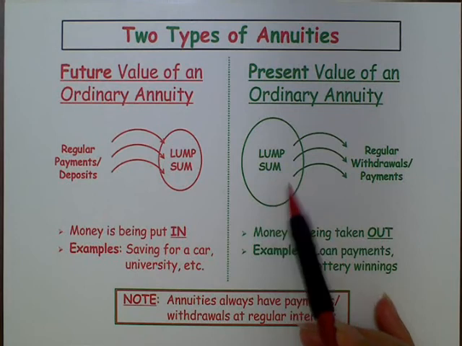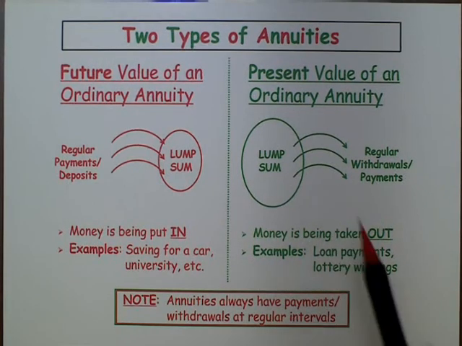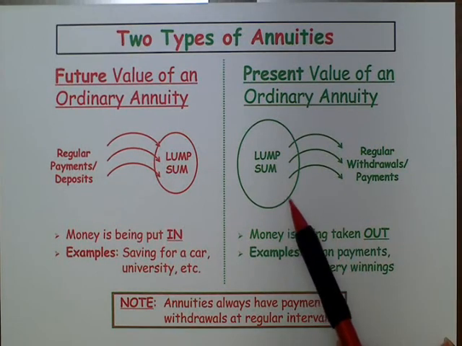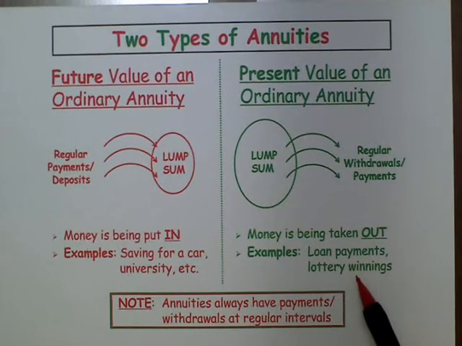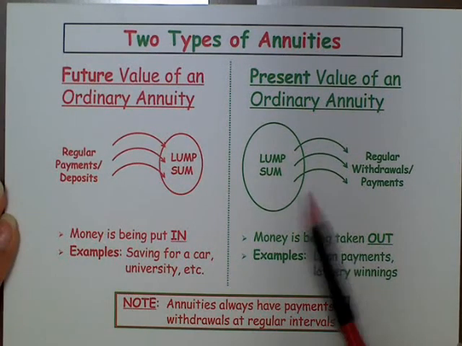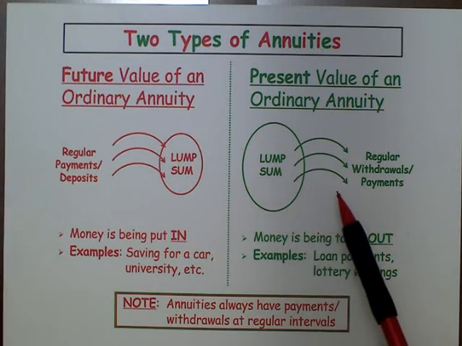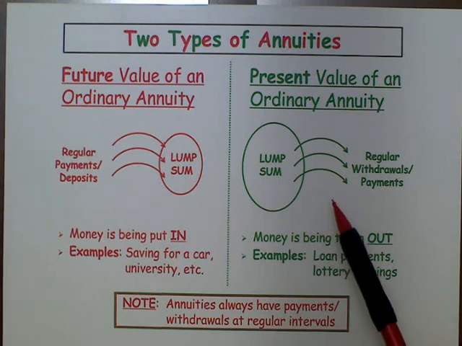You're putting in money now so that you can withdraw it later, in small chunks. Money is being taken out, and examples of that are loan payments, so paying off a debt. You have the debt now, and you pay towards it so you can shrink the debt. Or a lottery winning, where you have a large sum of money now and you withdraw small bits of it over time, and the amount of money starts to decrease.